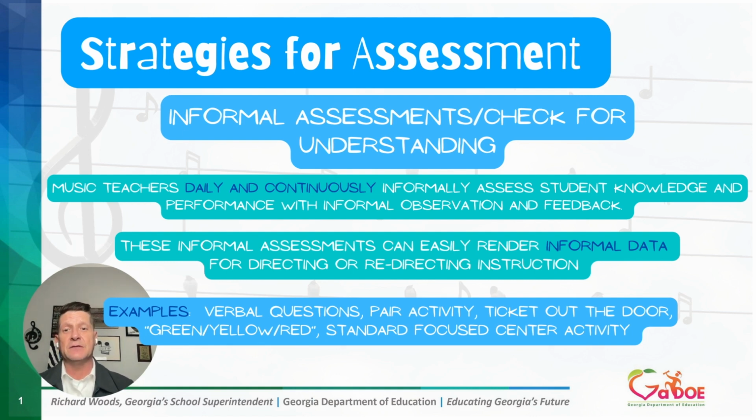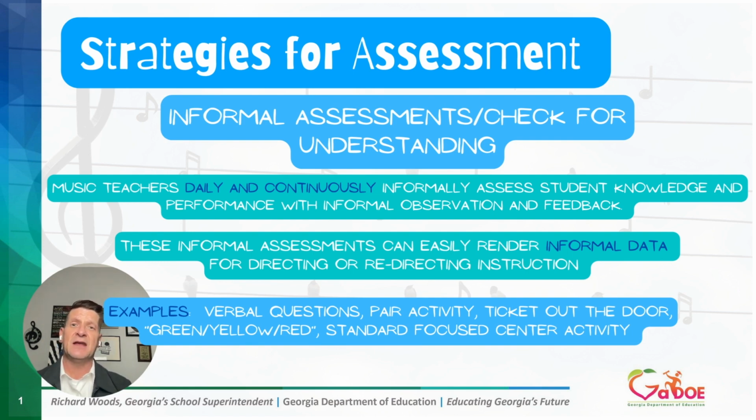Here are some examples of informal assessments and check for understandings. Verbal questions. What letter is on the second line of the staff? Did you play that exactly together with 4 different notes? That's verbal questioning. Pair activity, when students work together, and you can move around and see students working in pairs, which ones have the understanding or the knowledge for that standard that they need to continue working and moving forward. Ticket out the door is one of the most common ones we've heard about, where students write on a piece of paper or tell you something verbally as they walk out the door. The ticket out the door.